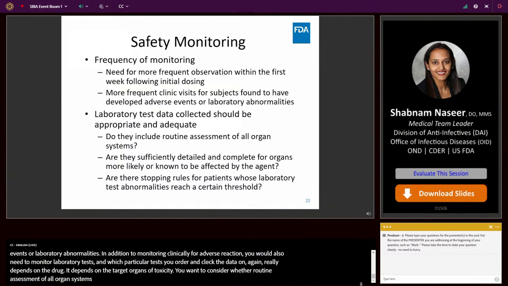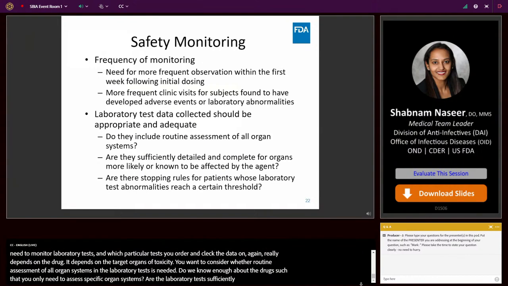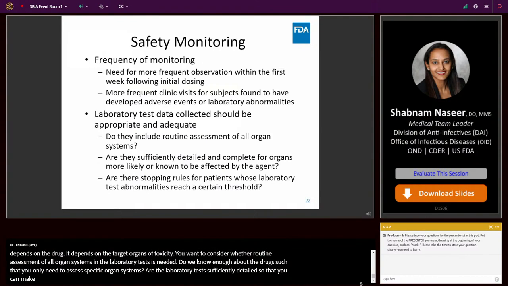Do we know enough about the drug such that you only need to assess specific organ systems? Are the laboratory tests sufficiently detailed so that you can make an assessment of whether or not the drug is causing toxicity of those specific organs? And lastly, are there stopping rules based on laboratory abnormalities if they reach a certain threshold?